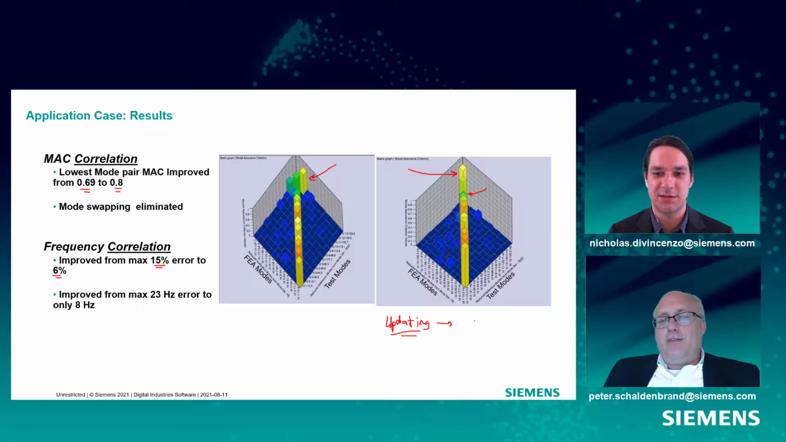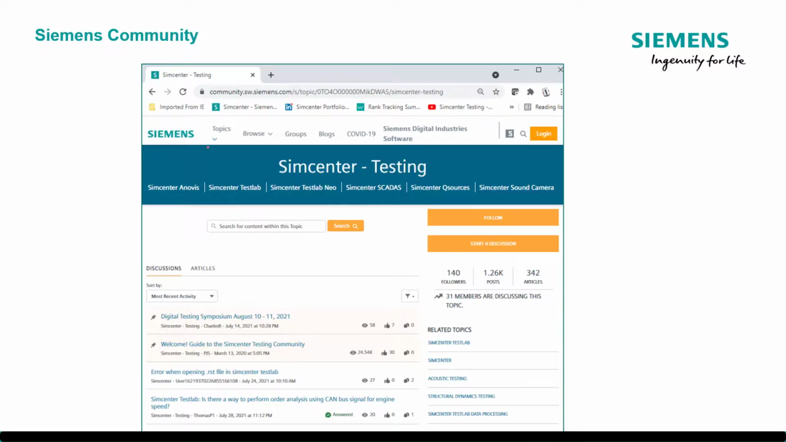I want to point out, at some point you could do automated updating if it's really small tweaks. And we do support things in Nastran like Solution 200. So they often write it this way, Sol 200, that's a 2, to do updating on models. If you want to learn more, you can come to the Siemens community.